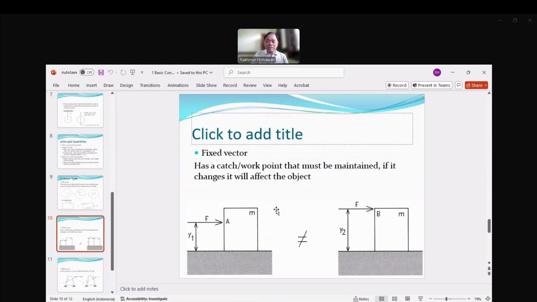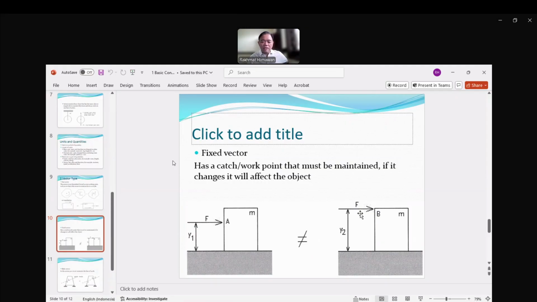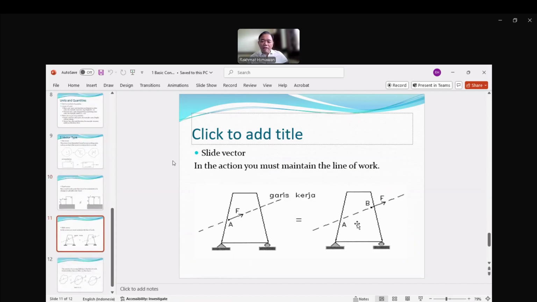I also showed this. It could be different. The left and right are different for F, because the line of the force is different. So it's not the same case for the box. While this one is the same, even though the position on the left is A and the right is B, it's still in the same line of action, so it's the same line of work. That is exactly the same thing.